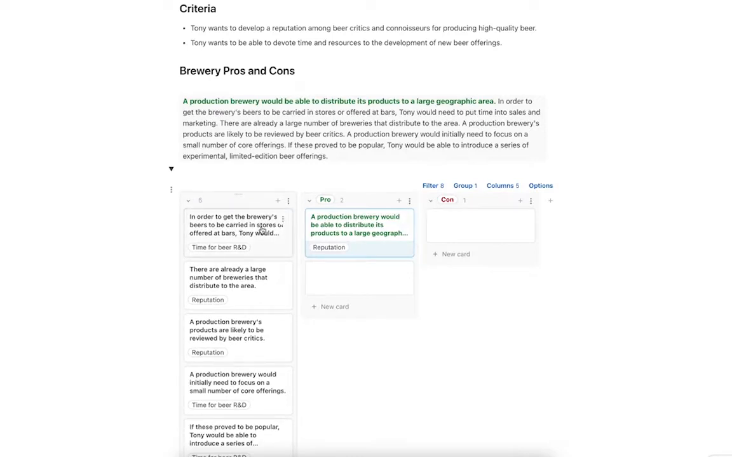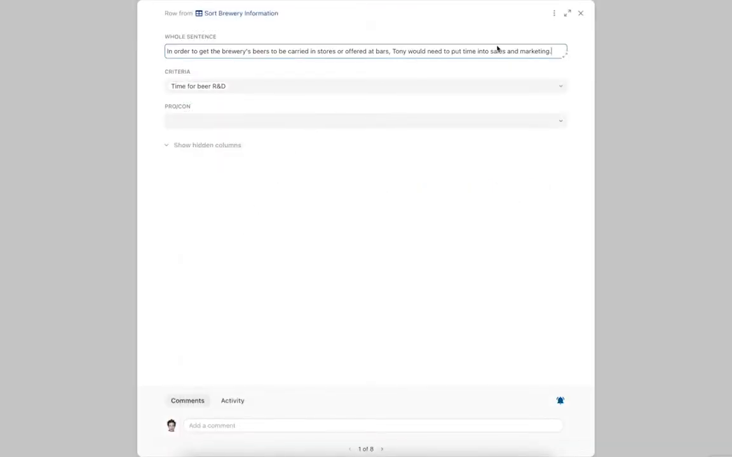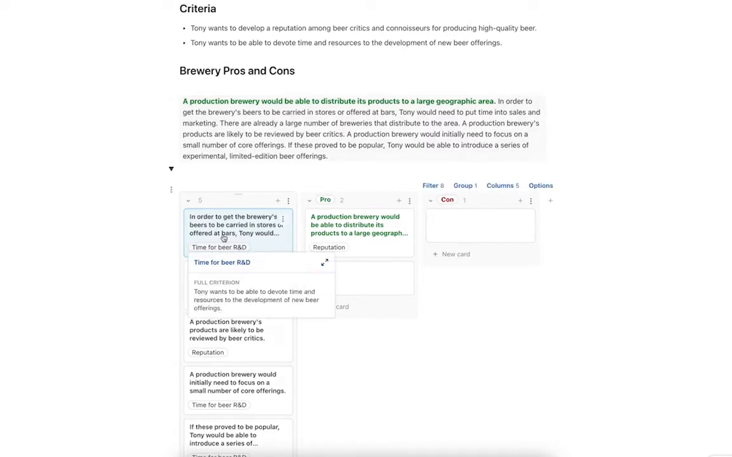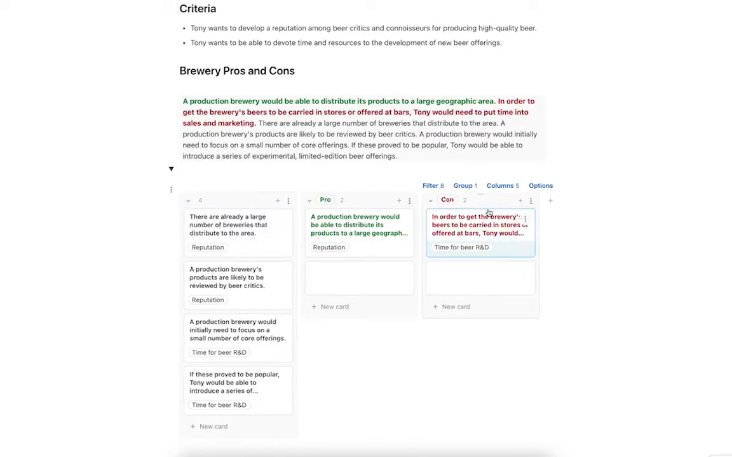In order to get the brewery's beers to be carried in stores or offered at bars, Tony would need to put time into sales and marketing. So this one speaks very clearly to the criteria. Time is a zero-sum game. And if Tony is putting time into marketing, then he has less time for his beloved beer R&D. So this is clearly a con, and it has to do with that second criteria.